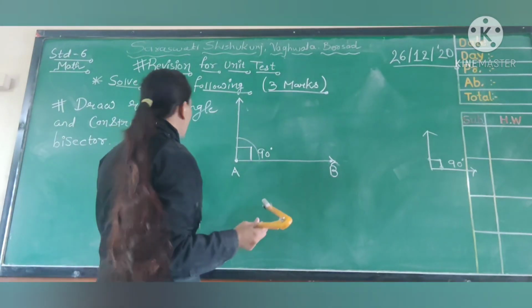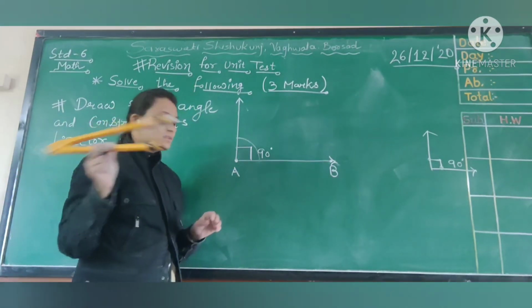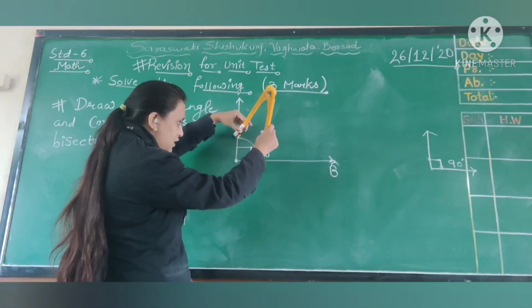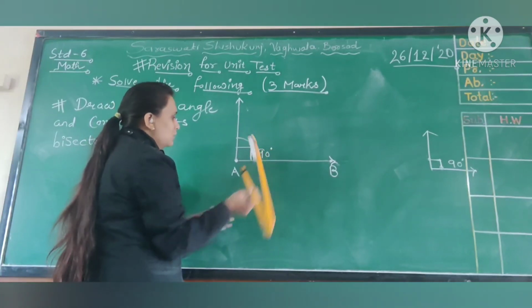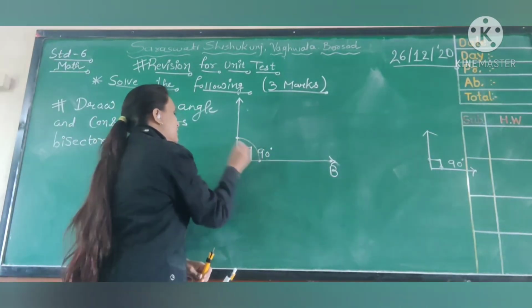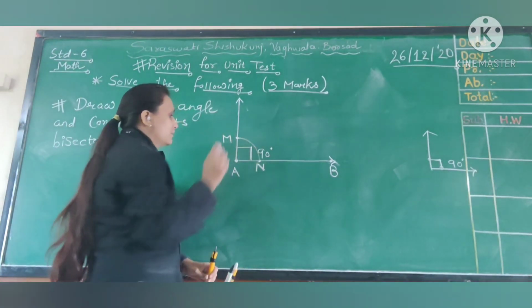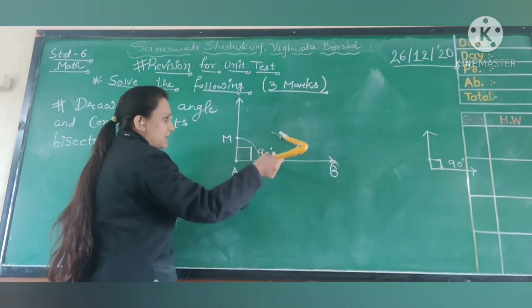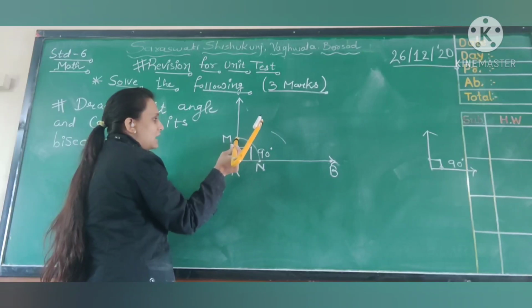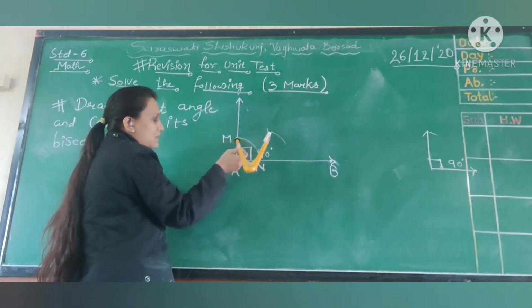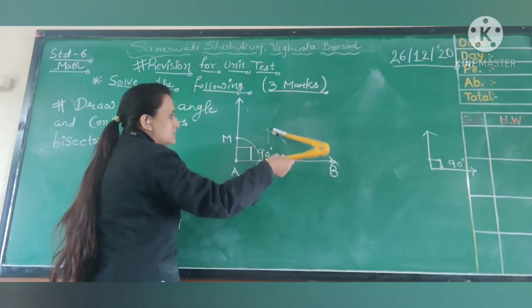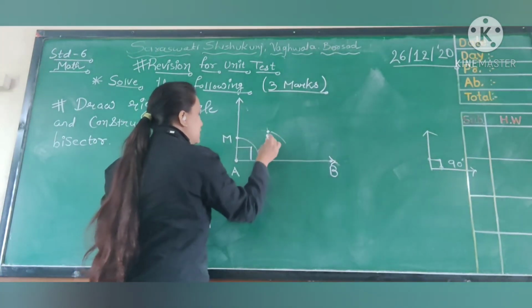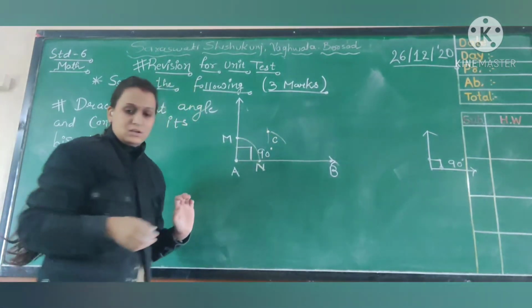Now for the bisector of 90 degrees, with an approximate measurement, see here my semicircle is this much, so I am going to take the measurement of the whole semicircle. Now here give the names, suppose M and N. To construct the bisector, I draw one arc from point N and the same arc from point M. This way you make arcs from points M and N, so you are able to find one point here. Let us name it C.